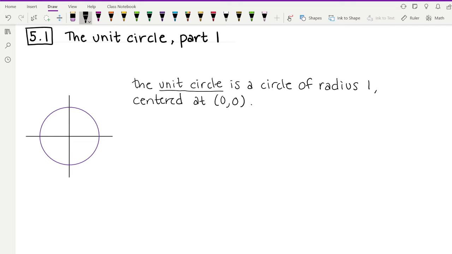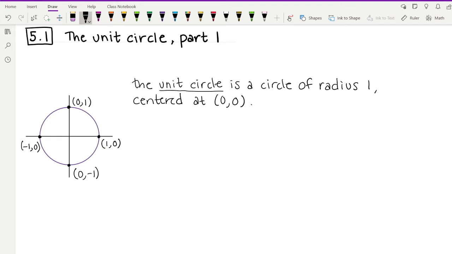So I want to just label a few points here to give some context. Because we know that this circle has a radius of 1 and it's centered at 0, 0, we can mark down what these 4 points are. The first point that I did on the positive x-axis, that would be the point 1, 0. Then we have the point 0, 1. Over here we have the point -1, 0. And down here we have the point 0, -1.